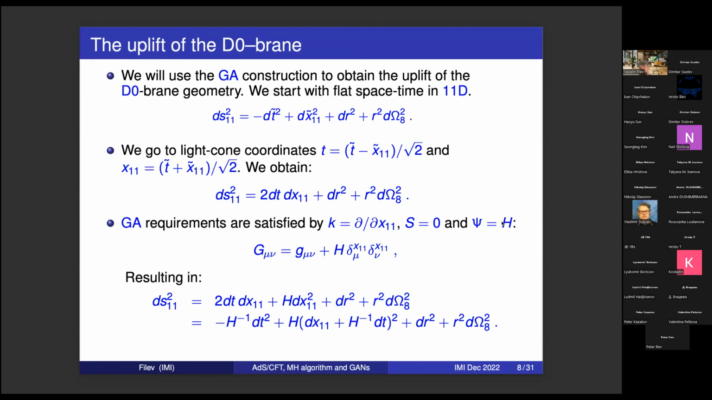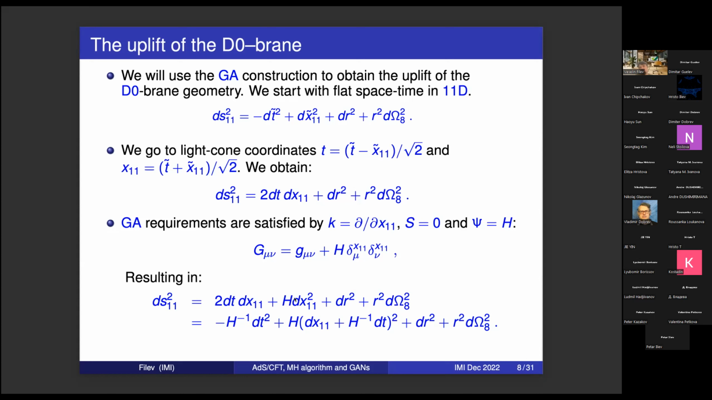And now if you perturb the flat space with this, you get the following background. And this background is exactly the 11-dimensional uplift of the D0 brane geometry. If you do a compactification to 10 dimensions, you're going to get the D0 brane geometry. So we started with flat space, and we generated with this GV construction the D0 brane geometry.